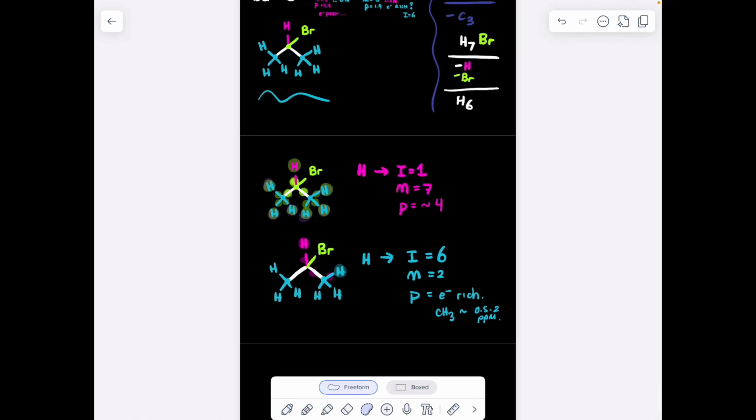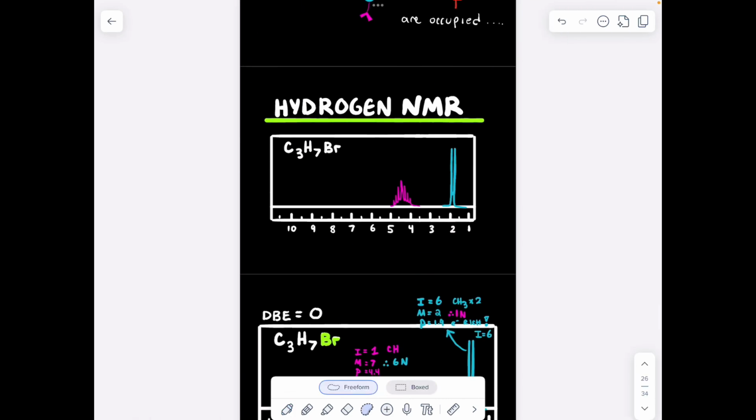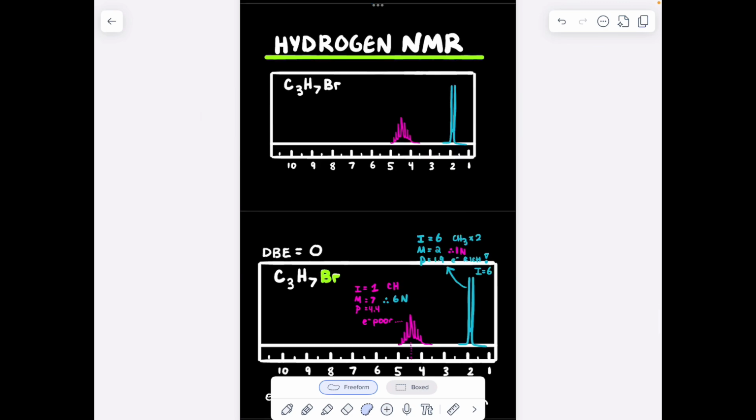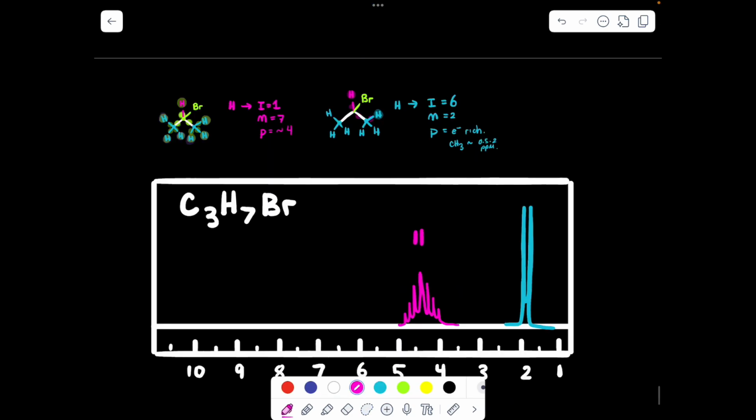And now if we take this information and we look at the original spectra, in this case, we have one hydrogen here, and we have the 2 CH3 groups here, times 2, and then the CH times 1. This corresponds to this, and that corresponds to that.